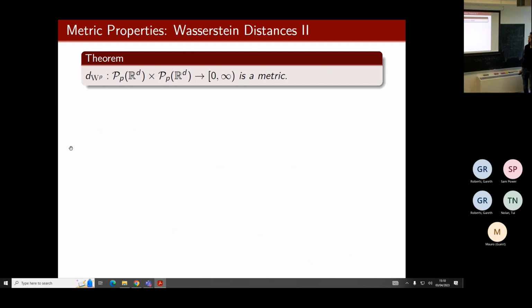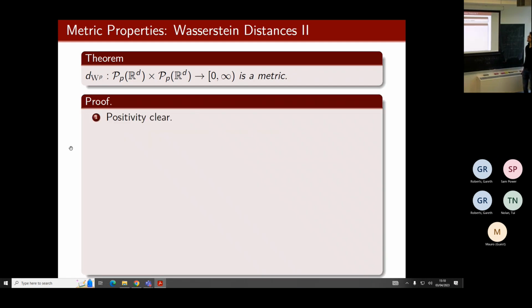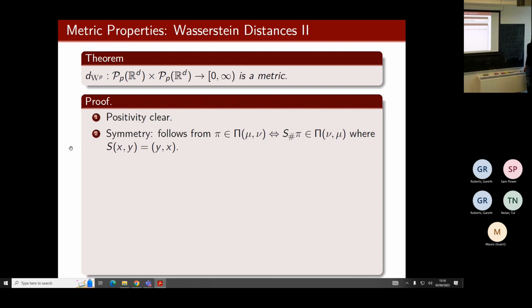Okay, so then I guess the more important theorem is to show this is a metric. So we have several things to check. First of all, is it positive? Yes, this is kind of clear.